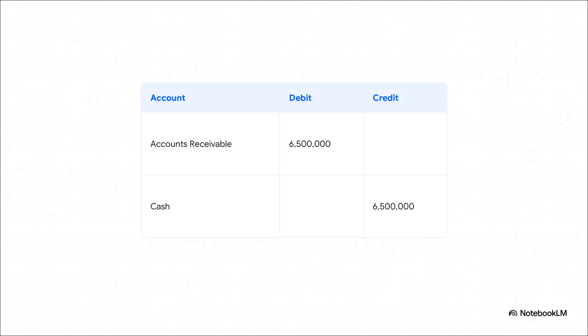We're going to debit accounts receivable for the full 6.5 million. Why? Because that's the brand new debt our customer owes us. And we credit cash for that same amount because that's what we just paid out. You've basically just traded your cash for an IOU from your customer.